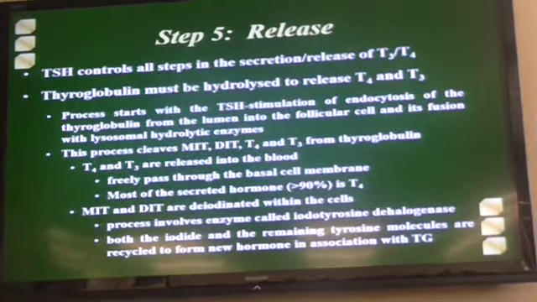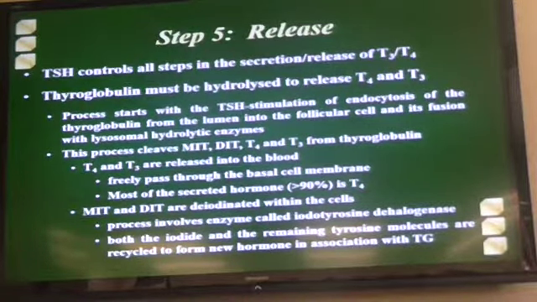Now, the MIT and the DIT are going to be deiodinated within the cells. This is an enzyme called iodotyrosine dehalogenase, and then it's going to recycle those things. It's going to recycle the iodine, it's going to recycle the tyrosines and everything so that they can continue to make more hormone. So the thyroid is very conservative. It does not like to waste any of its resources.